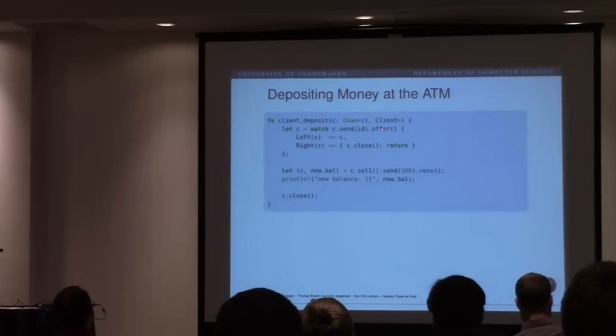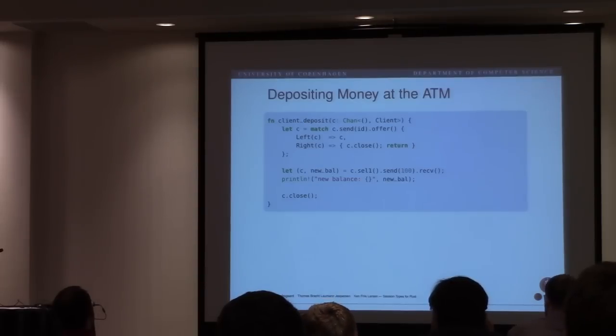match on an enum, and then if it's okay, you just assign it back. If not, the only thing I can do here, in this case, the only step that was left was an end, so we close the channel and then we just return. Otherwise, if I didn't have this here, or did something else, it wouldn't type. There's nothing sensible really I can assign to C at this point.